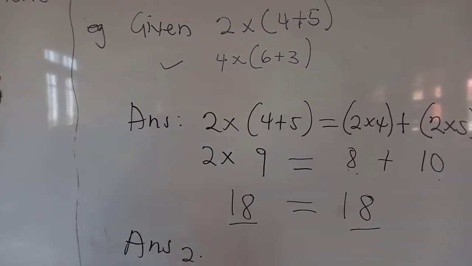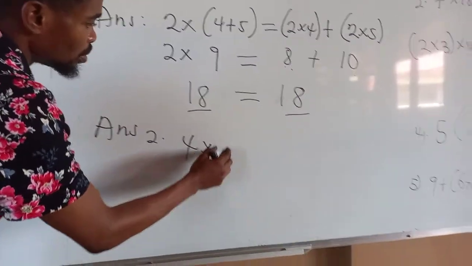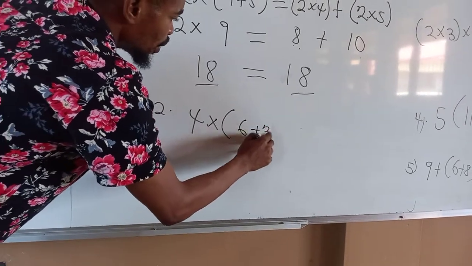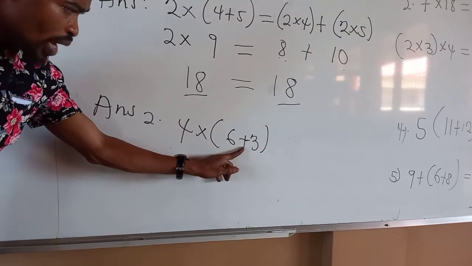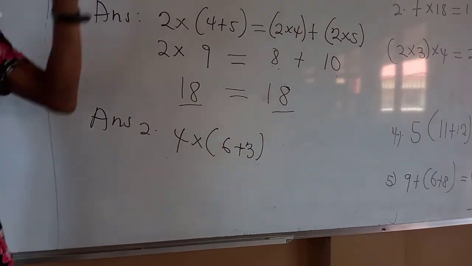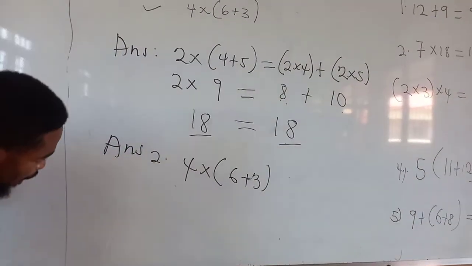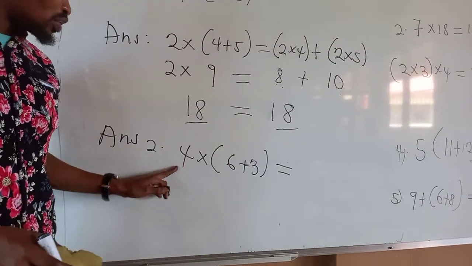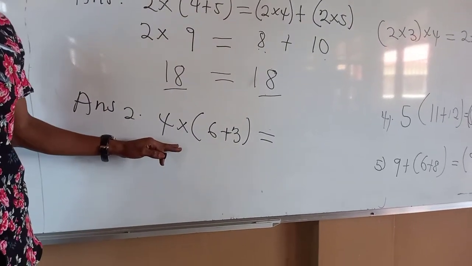Number 2 is 4 times 6 plus 3. Remember, it's multiplication and addition. We are using multiplication and addition under distributive property. So I come here, I have to distribute these whole numbers here. The numbers here, I have to what? Distribute it. I have to distribute the whole number.